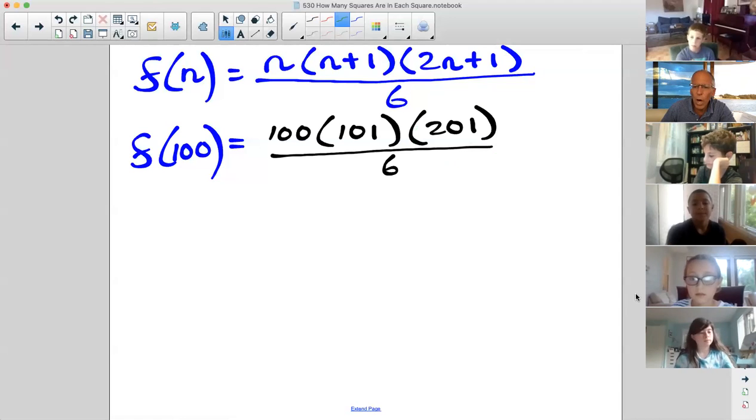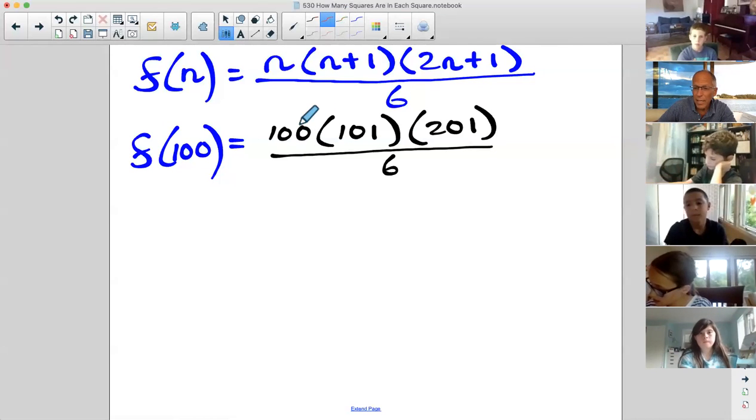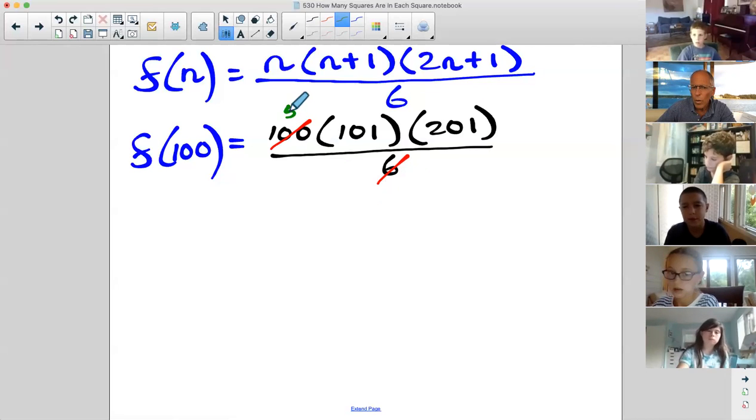Now, the really difficult part here is knowing how to cross cancel. Like the first thing I see, guys, and Cameron, should I do 100 and 6? And what should I write down above the 100? And what should I write down below the 6? 100 would be 50, and then 6 would be 3.